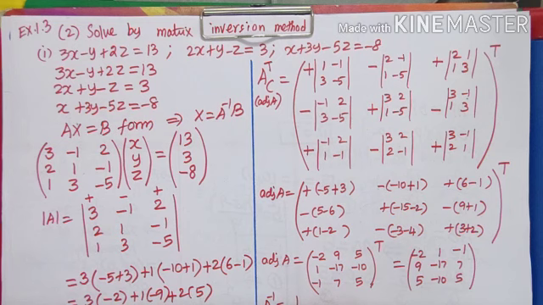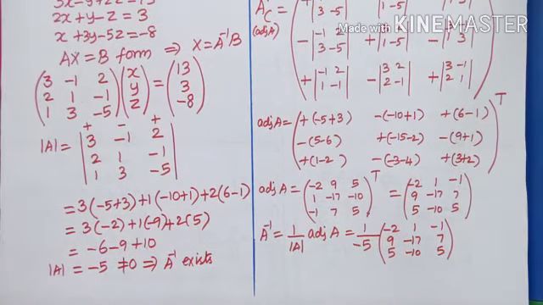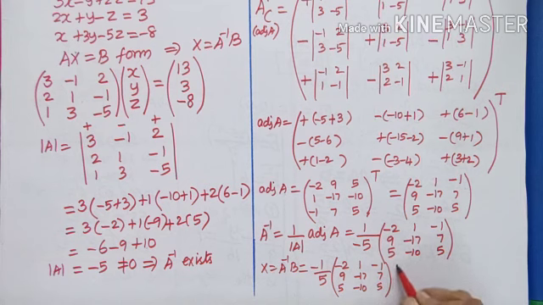A inverse equal to 1 by determinant A, adjoint of A. 1 by determinant A is minus 1 by 5, adjoint is minus 2, 1, minus 1, 9, minus 17, 7, 5, minus 10, 5. Now I need to find out what is X. X is equal to A inverse B. That is minus 1 by 5, the adjoint matrix, into the right hand side: 13, 3, minus 8.